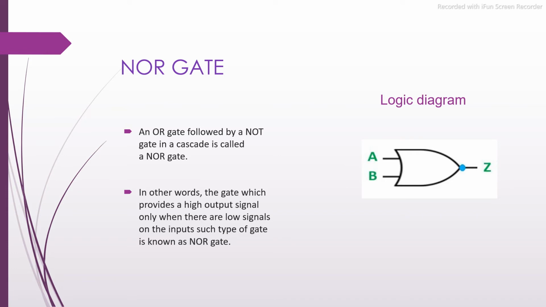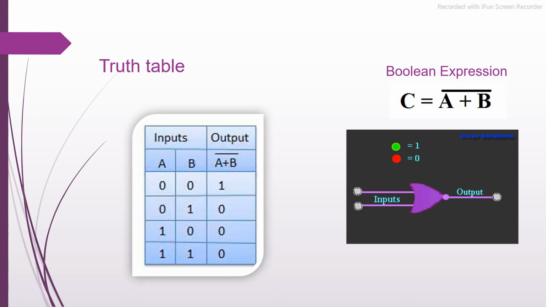NOR gate. An OR gate followed by a NOT gate in cascade is called as a NOR gate. In other words, the gate which provides a high output signal only when there are low signals at the input, such type of gate is known as a NOR gate. This is the logic diagram of a NOR gate. Truth table of a NOR gate has two inputs and one output. Likewise, the Boolean expression and the animation file of the NOR gate is placed here. In the truth table, when both the inputs are 0, then the output is 1.